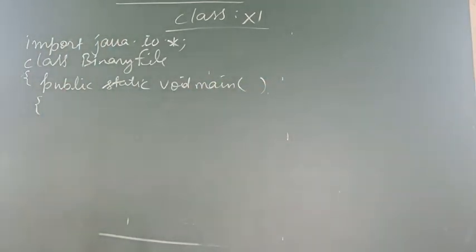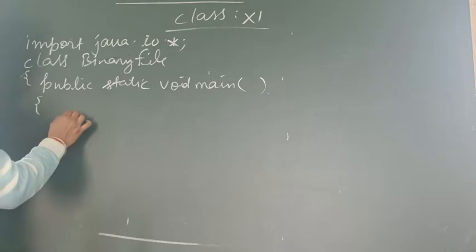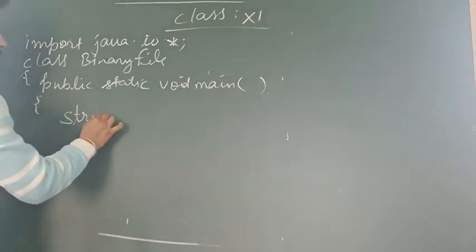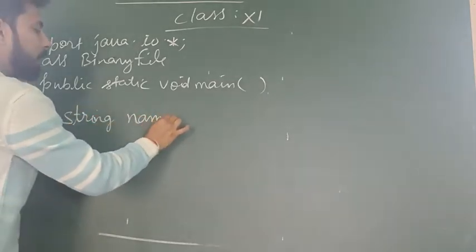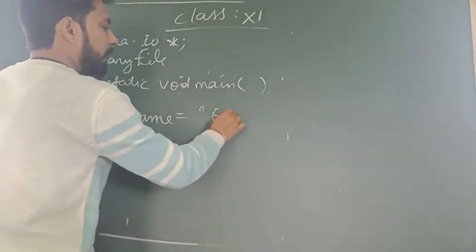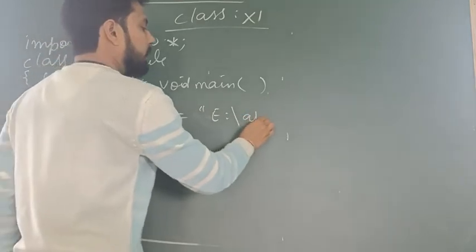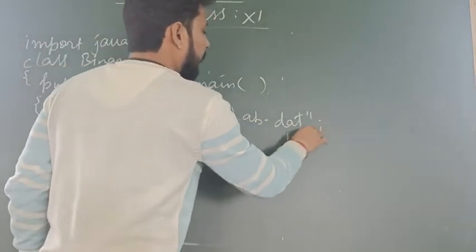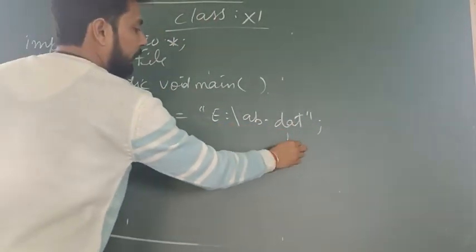Then what do we have to take? We have to take the name of the file. So let's take the name of the file, String name equals to the address, E drive, abc.dat. Suppose we have taken this file name. This file name will vary with your file.